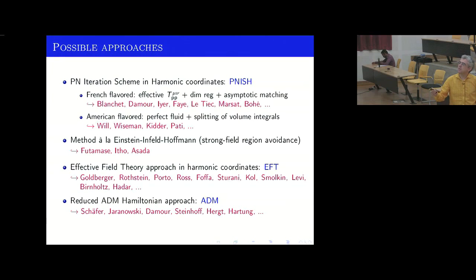Another interesting method is the Einstein-Infeld-Hoffmann method, where we can avoid the annoying strong field region using mathematical tricks. But this is very difficult to implement. Recently, a lot of people have been working on the effective field theory approach in harmonic coordinates, EFT. Very powerful approach for the near zone problem. Perhaps the most powerful is the ADM Hamiltonian approach introduced in the 80s by Gerhard Schäfer.